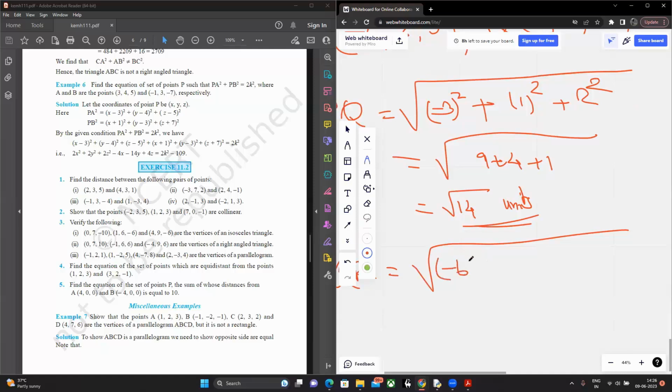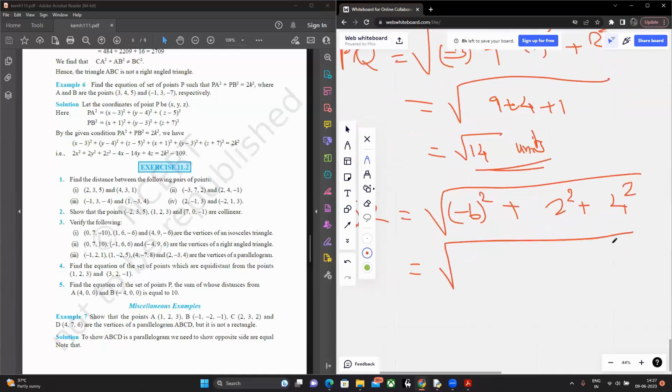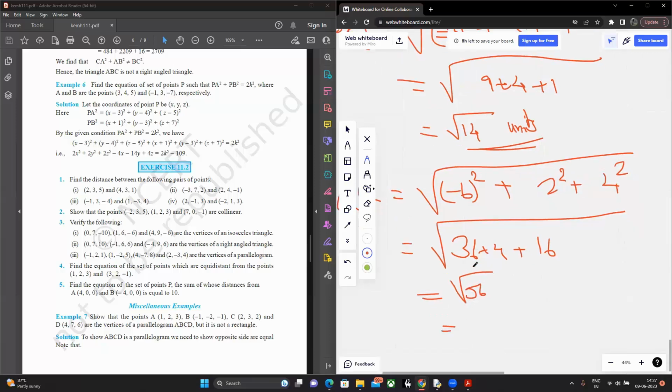Then you have QR, that is going to be the square root of 1 minus 7, that is minus 6 the whole square, plus 2 minus 0, that is 2 squared, plus 3 minus minus 1, that is 4 the whole square, right? This is going to be the square root of 36 plus 4 plus 16, right? This is root 56, that is 14 into 4, that is 2 root 14 units, not square units.